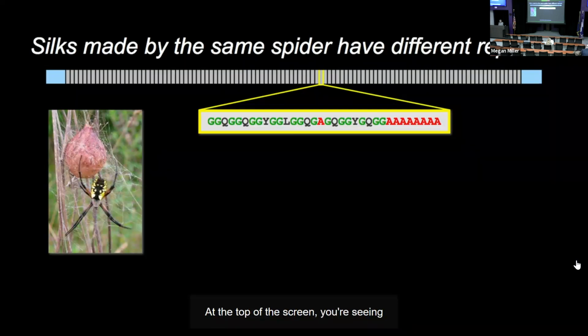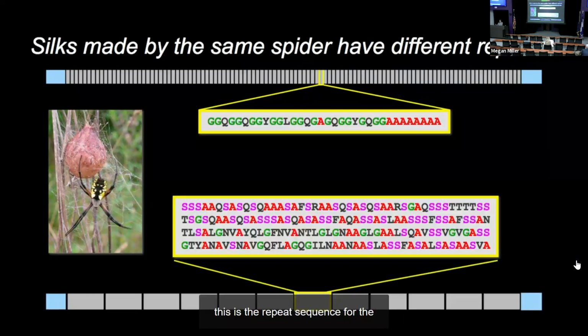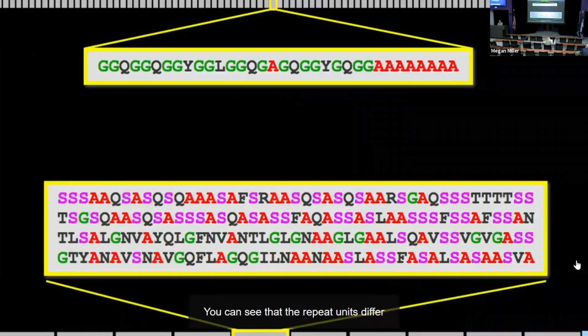At the top of the screen, you're seeing the repeat unit from the dragline silk of a garden Argiope spider. It's short, and on the bottom, this is the repeat sequence for the egg case or tubuliform silk protein for the exact same spider. And you can see how dramatically different these silk proteins are. So this is sort of the beauty of the diversification of the spider silk gene family. You can see that the repeat units differ in length. They also differ in sequence.